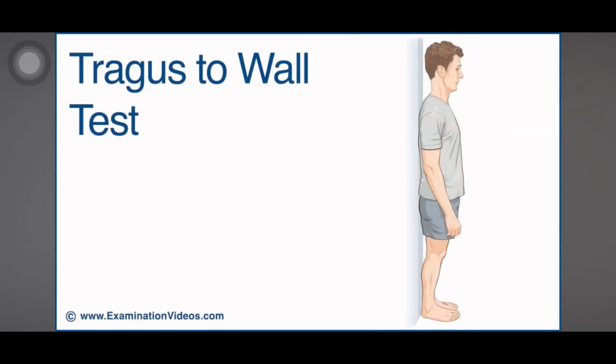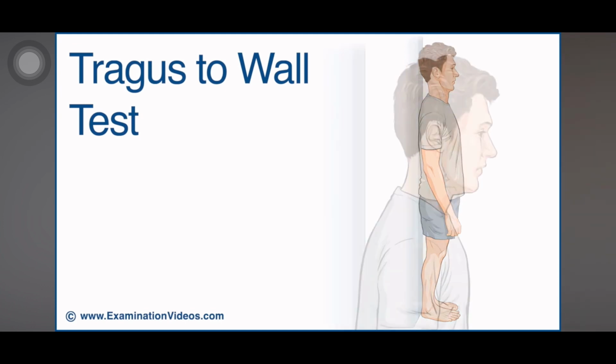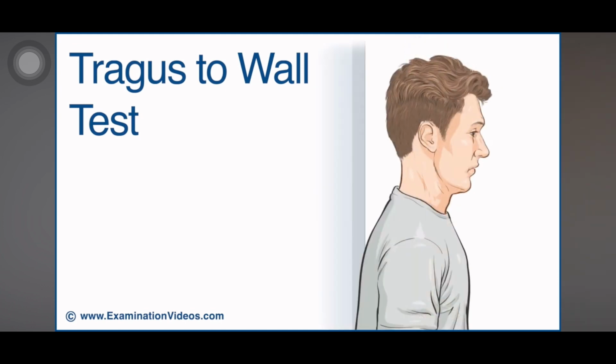To perform the test, ask the patient to stand with their heels, buttocks, and thoracic spine placed against the wall. Now ask the patient to keep their head in the neutral position and attempt to bring their head backwards to touch the wall. Normally, the skull should reach the wall. If the patient is unable to reach the wall, it indicates a cervical flexion deformity. Measure and record the distance between the tragus of the ear and the wall.